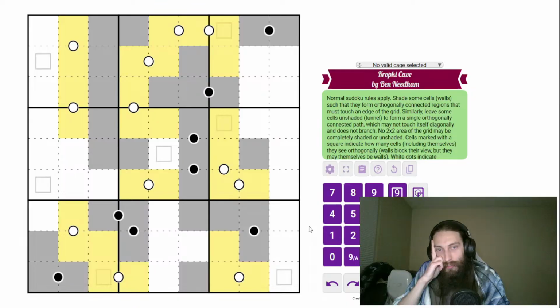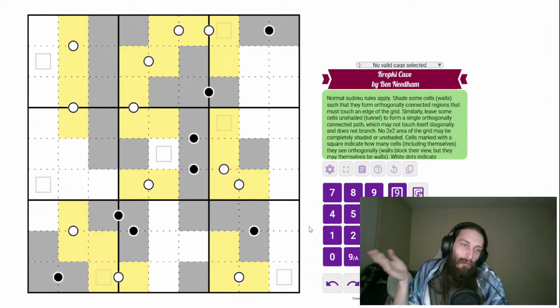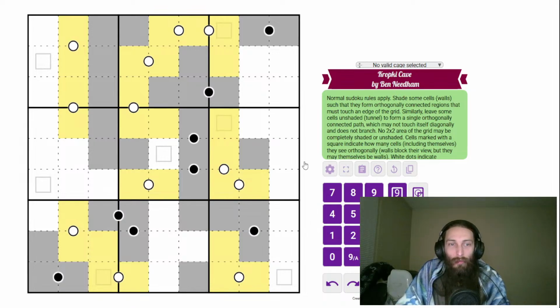leaves some cells unshaded to form a single orthogonally connected path which may not touch itself diagonally and does not branch. Is there anything that tells us where it starts and ends? No. So if we don't know where it starts and ends, I think I want to avoid extending the path until I learn the beginning and end.